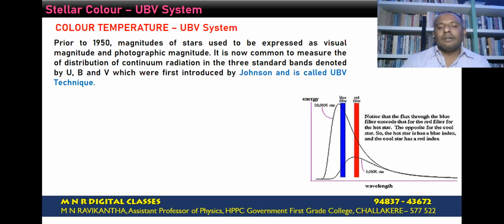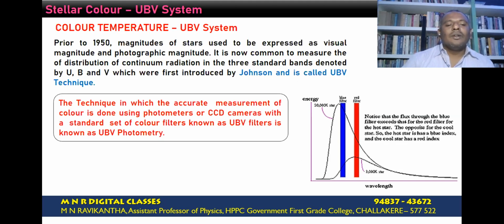Now observe here, for a hotter star, energy flux is more in the blue region than the red region, whereas for a cooler star, energy density is more in the red region than the blue region. So from this it is clear that a cooler star has the energy density dominant in the red region, whereas a hotter star is more dominant in the blue region. So this gives us an idea to find the surface temperature of a star.